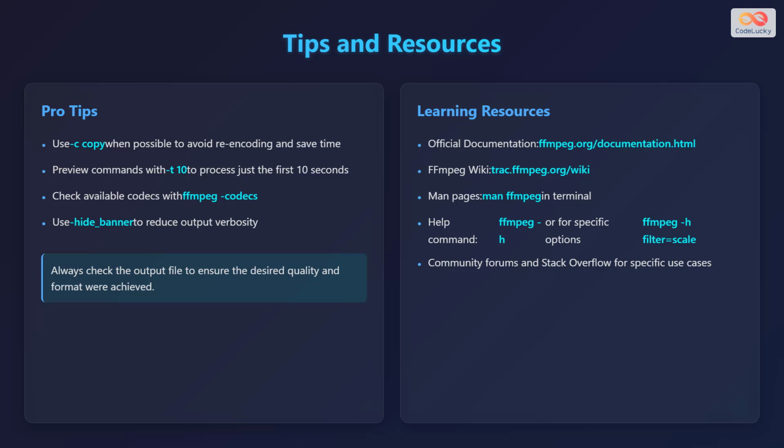Here are some pro tips to enhance your FFmpeg experience. Use -c copy when possible to avoid re-encoding and save time. Preview commands with -t 10 to process just the first 10 seconds. Check available codecs with ffmpeg -codecs. Use -hide_banner to reduce output verbosity. Always check the output file to ensure the desired quality and format were achieved.